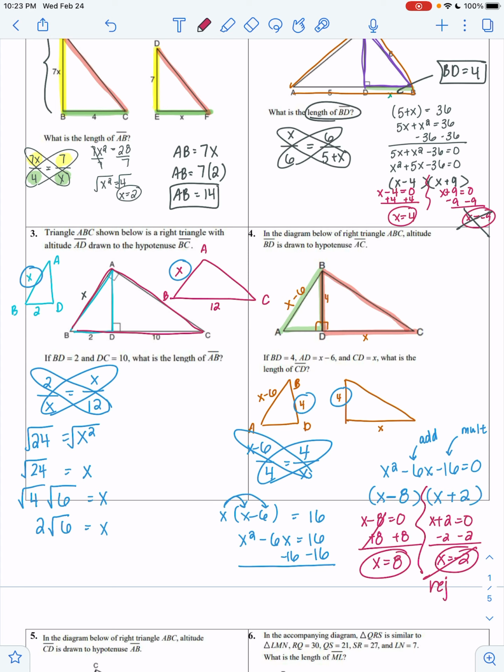reject the negative 2. Okay, because again, X was equal to the length of DC. I will not say DC is equal to negative 2. That literally does not make sense. You can't tell me something is negative 2 units long. Okay, that's the first page.